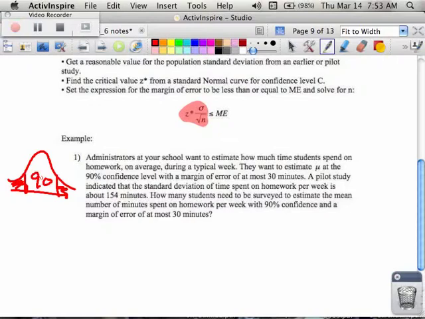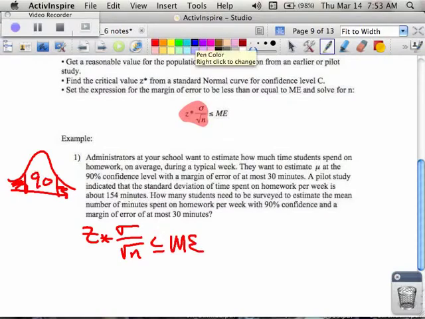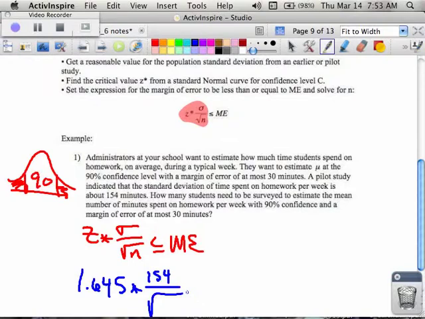One of the two. That number, when we look at our z-scores, we have z times sigma over the square root of n, and we want that to be less than or equal to our margin of error, which in our case here, when we write it out, our z-score for the 90% confidence interval is 1.645, and then times our standard deviation, which they told us was 154, divided by the square root of our sample size, and our sample size was, we don't know, and they want that to be less than or equal to our margin of error, which is 30 minutes.